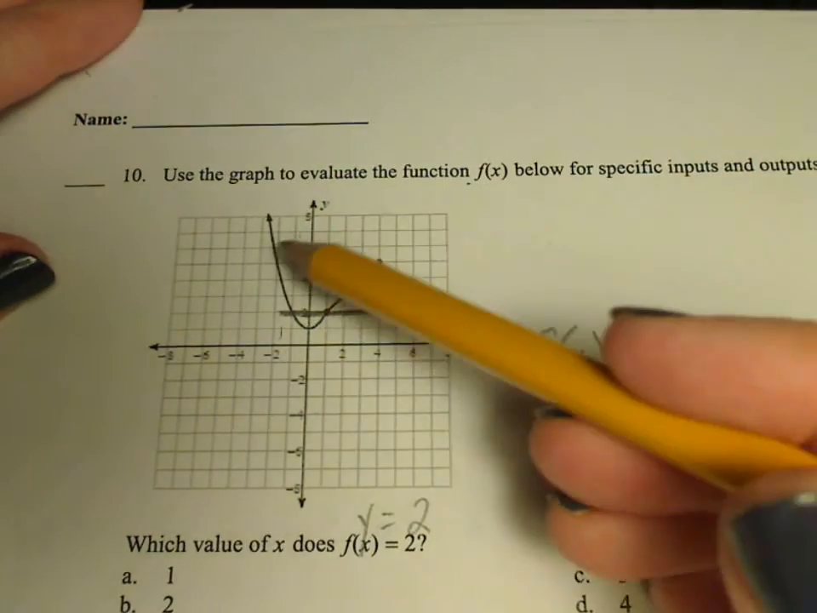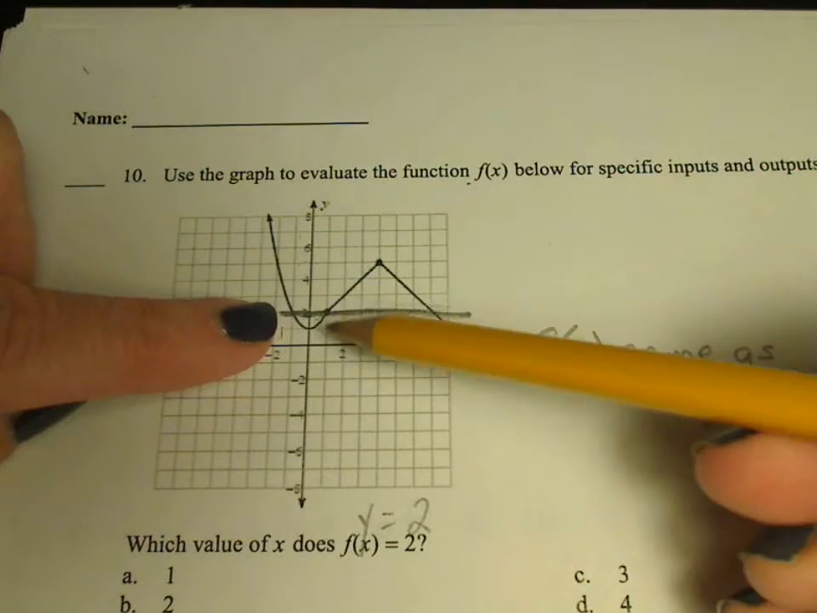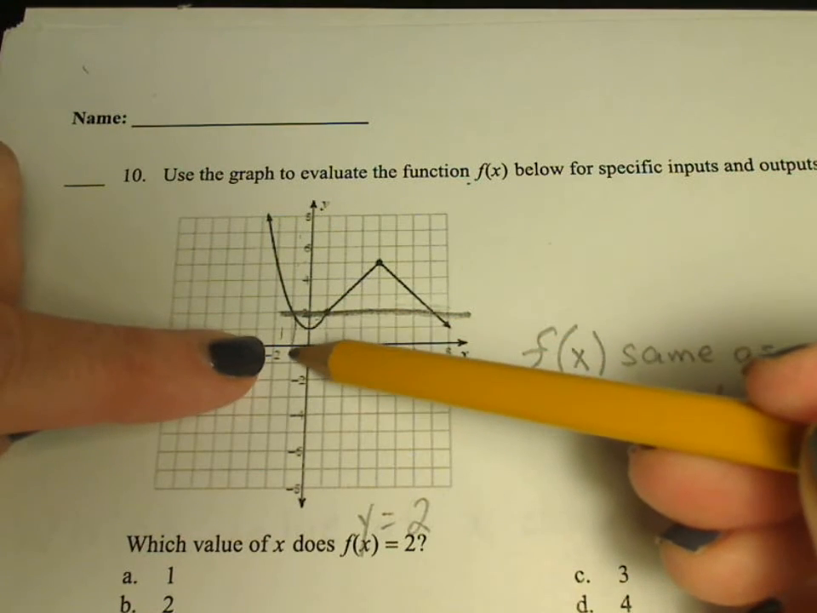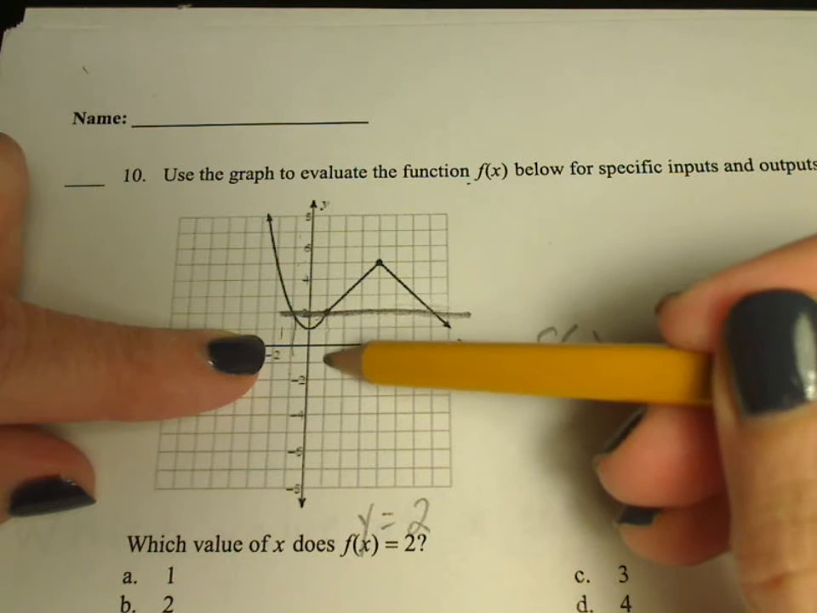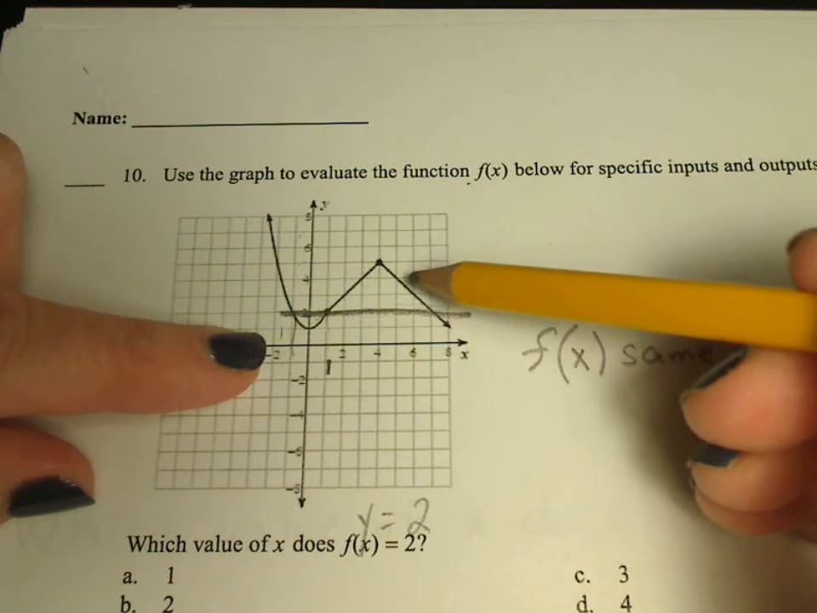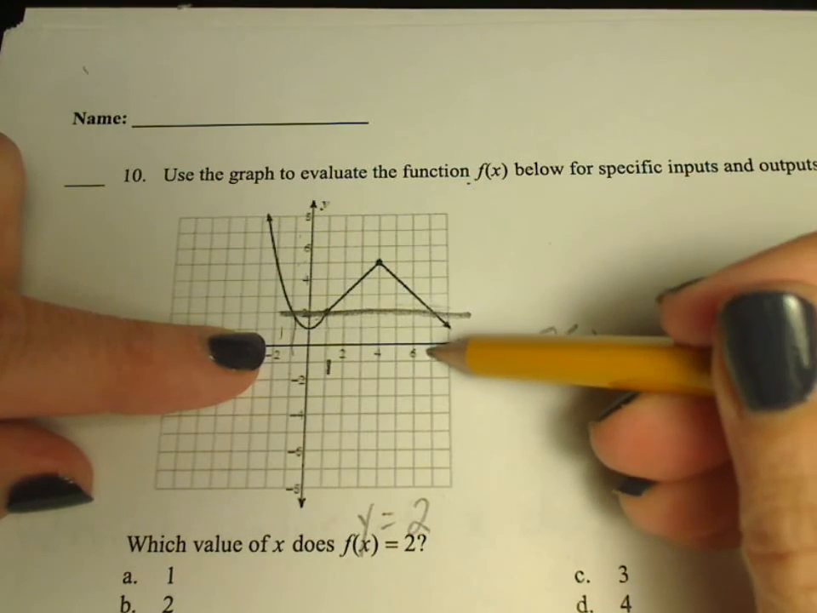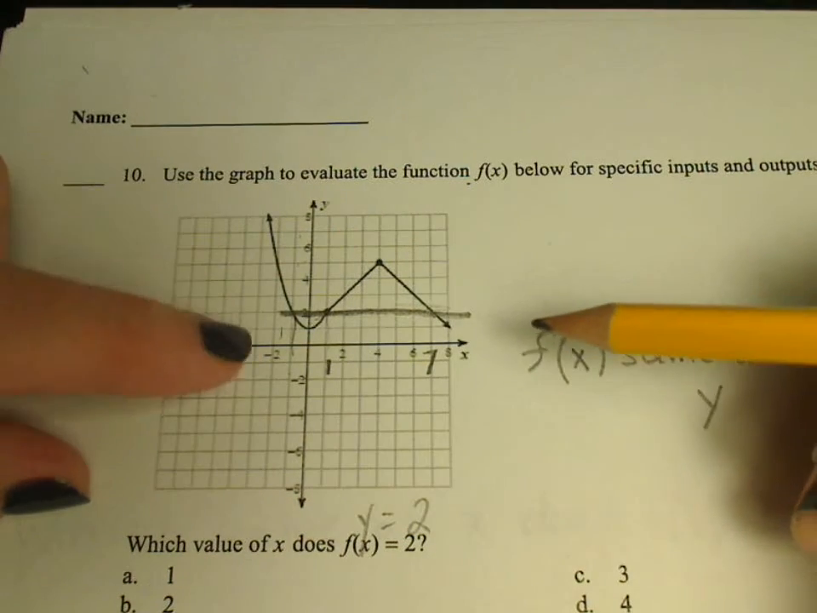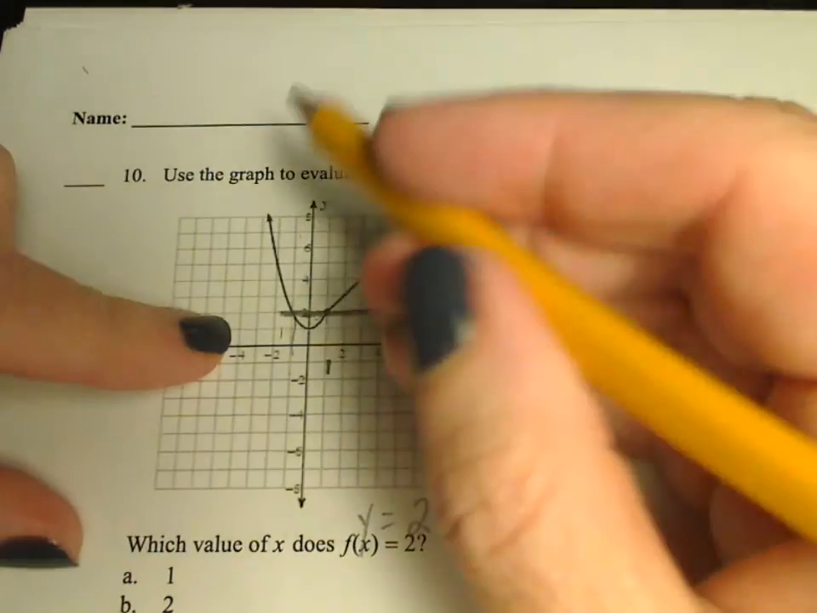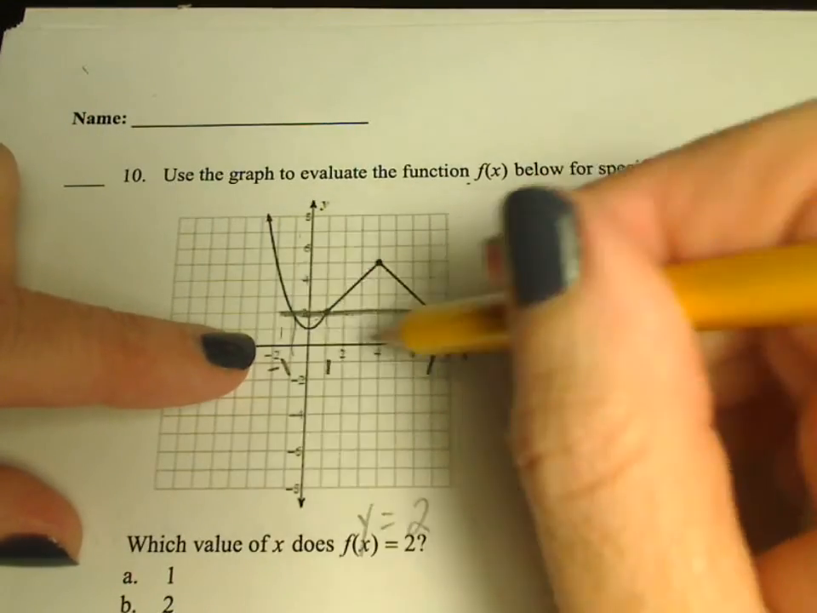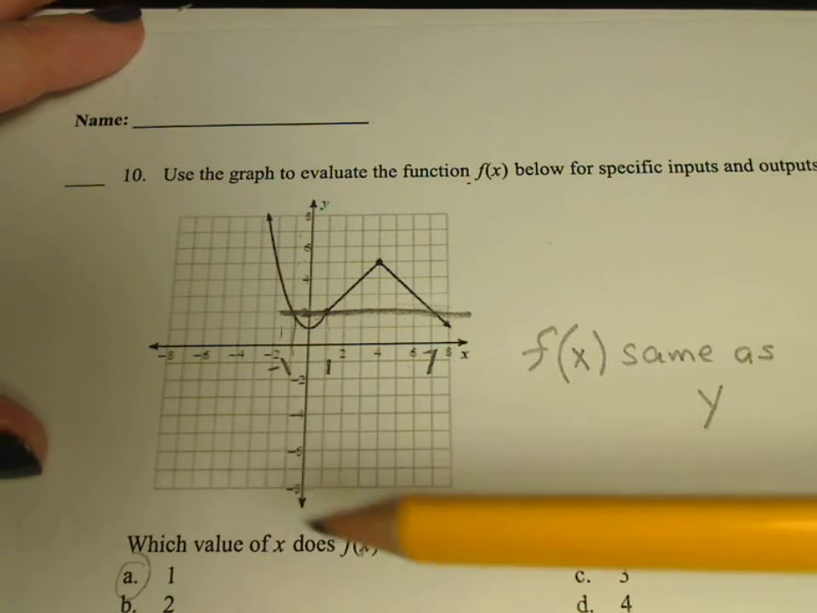Okay, so where it crosses over that line, where the y is a 2, for the x, it's at the -1. It's at the +1. And it's right here at the 7. Well, let me look and see which one of those answers is here. Would that be a -1, 1, or 7? Well, it's 1, so I'll go there.